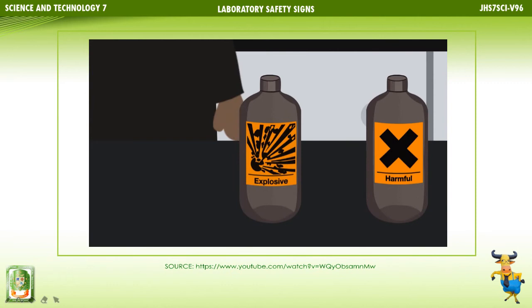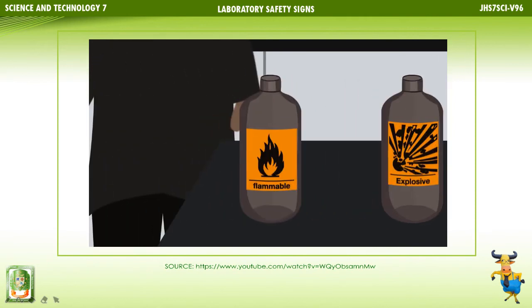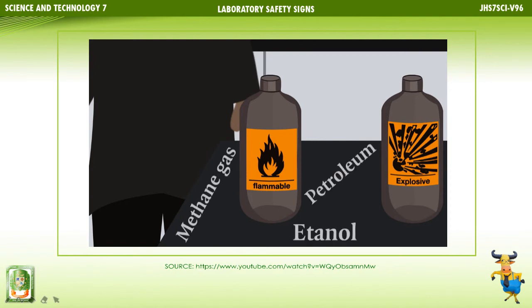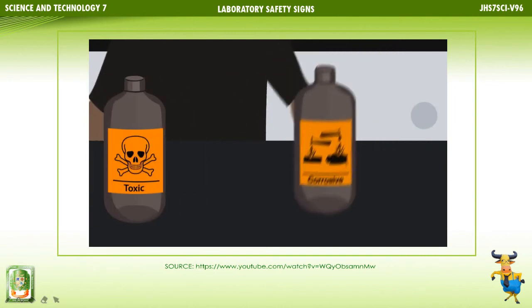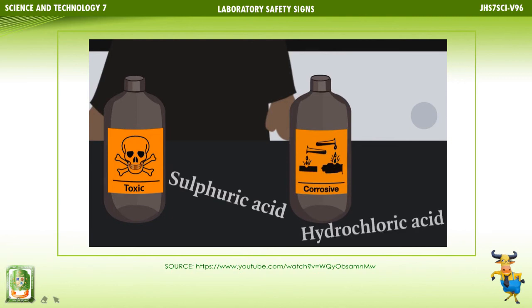This is the explosive sign, and would include TNT, gunpowder, or hydrogen gas. You've probably seen this before on gas tanks. It means the chemical is flammable. Flammable chemicals include ethanol, methane gas, and petroleum. Finally, there are corrosive substances. These are usually acids like sulfuric acid and hydrochloric acid. These tend to burn or corrode surfaces, including skin and hard surfaces.